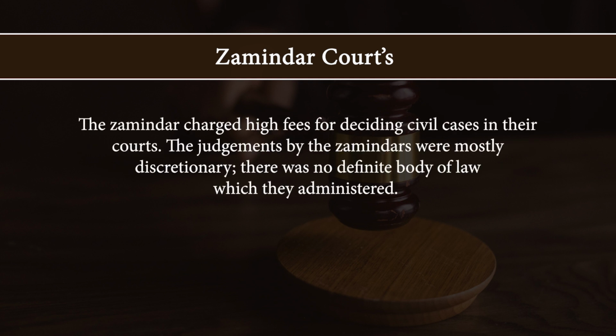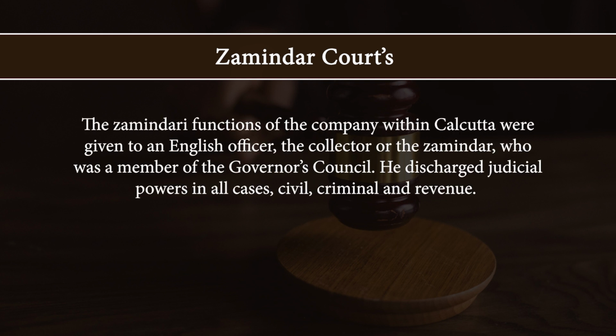The zamindars charged high fees for deciding civil cases in their courts. The judgments by zamindars were mostly discretionary. There was no definite body of law which they administered. The zamindari functions of the company within Calcutta were given to an English officer, the collector or the zamindar, who was a member of the Governor's Council. He discharged judicial powers in all cases, civil, criminal and revenue.